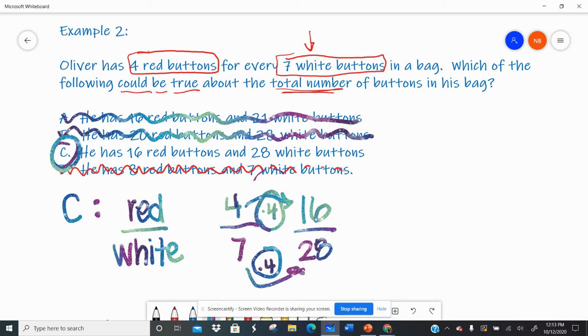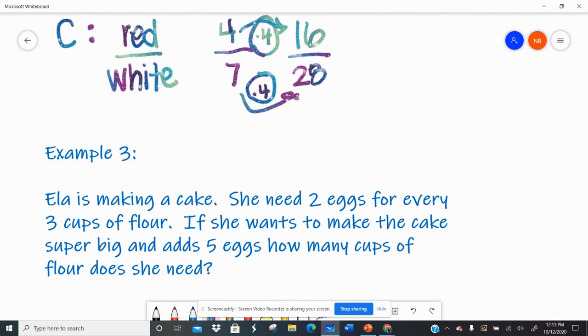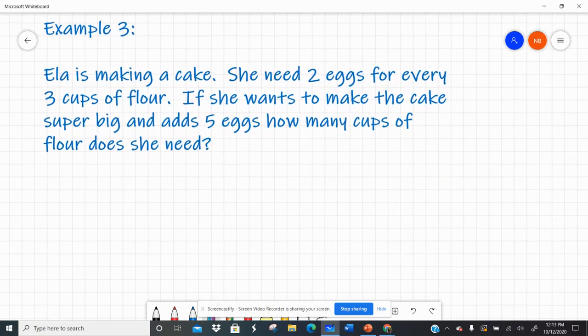Now, we could have done that in a double number line and made a number line counting by 4s and then counting by 7s to find that answer, or you can use that common multiplier strategy. Remember, at the top and bottom, or left and right, depending how you write it, has to be multiplied by the same number. All right, last one.